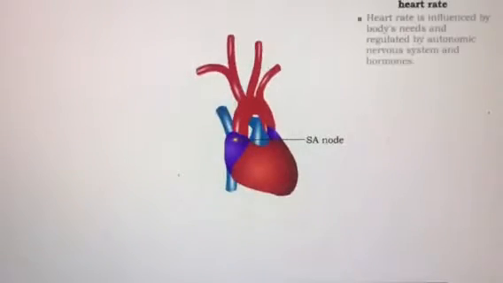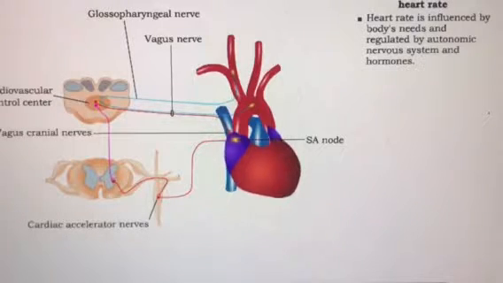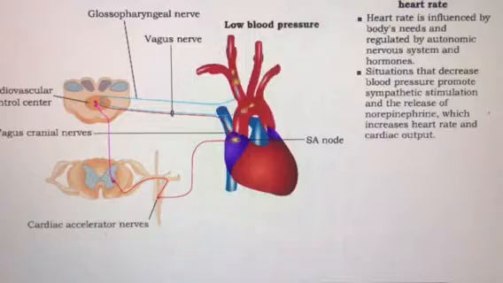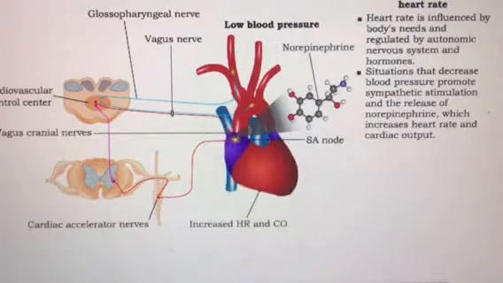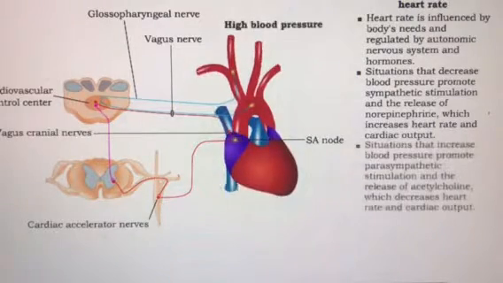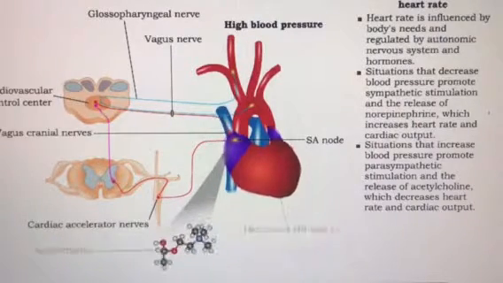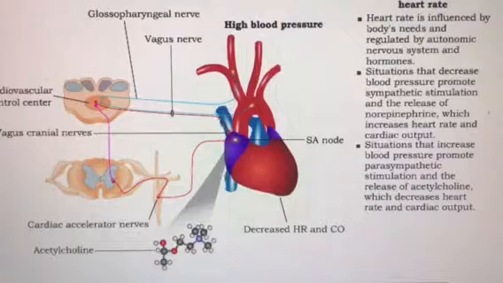More importantly, the autonomic nervous system and hormones play key roles in the regulation of heart rate. A decrease in blood pressure promotes sympathetic stimulation, the release of norepinephrine, and thus an increase in heart rate and cardiac output. An increase in blood pressure promotes parasympathetic stimulation, the release of acetylcholine, resulting in a decrease in heart rate and cardiac output.